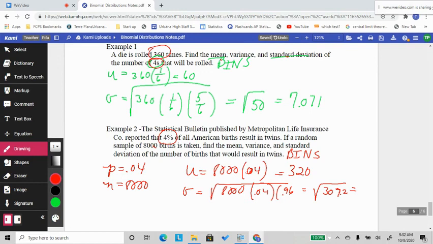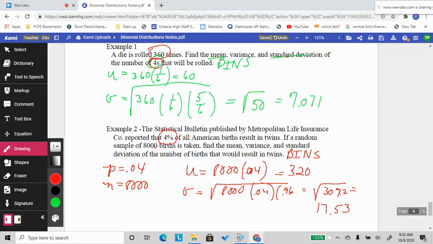Typed something wrong, sorry. 8,000 times 0.04 times 0.96. Sorry, I shouldn't use my phone. I should just use a graphing calculator. 17.53. There's your mean and standard deviation.